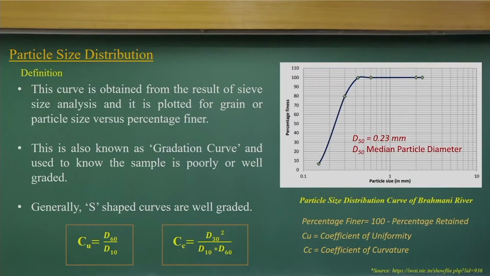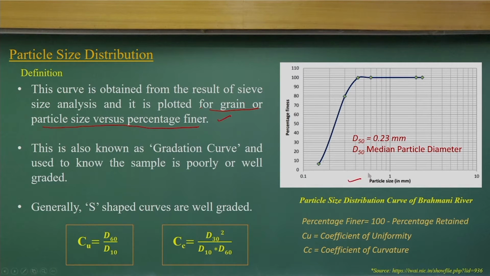Or if you have a very small particle size, we can use the hydrometer. So we can get a particle size distribution curve of bed materials or the bank materials. Basically, it is the gradation curve. It's plotted as particle size versus percentage of finer.